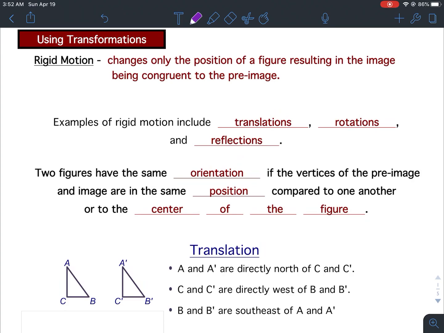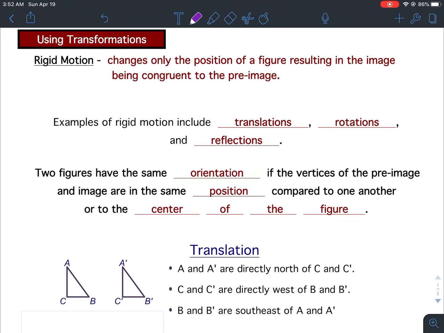Okay, rigid motion. Rigid motion changes only the position of a figure, resulting in the image being congruent to the preimage. For rigid motion, the image and the preimage are congruent. So if they are congruent, that means it excludes dilations. Examples of rigid motion include translations, rotations, and reflections, because if you remember, in translations, rotations, and reflections, your preimage and your image are congruent. However, in a dilation, they are similar, not necessarily congruent.